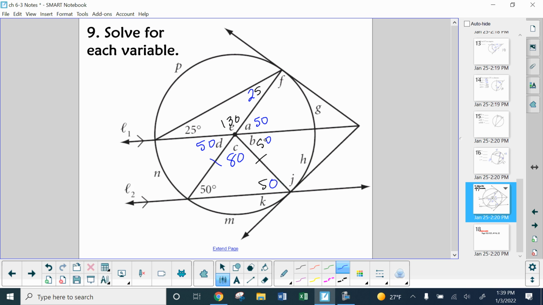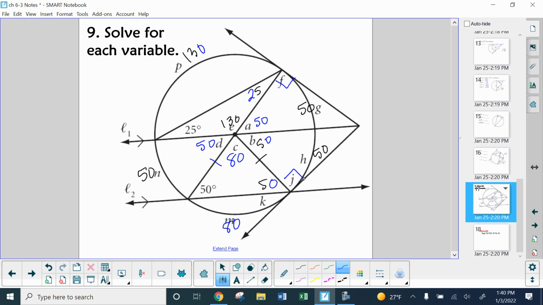So now let's look at the arcs associated with all those central angles. If A is 50, I know G has to be 50. If B is 50, H has to be 50. C is 80, M has to be 80. If D is 50, N has to be 50. E is 130, P has to be 130. Okay, so there's all of those. Now J and F, those are both radii and tangents intersecting, so those both have to be 90.